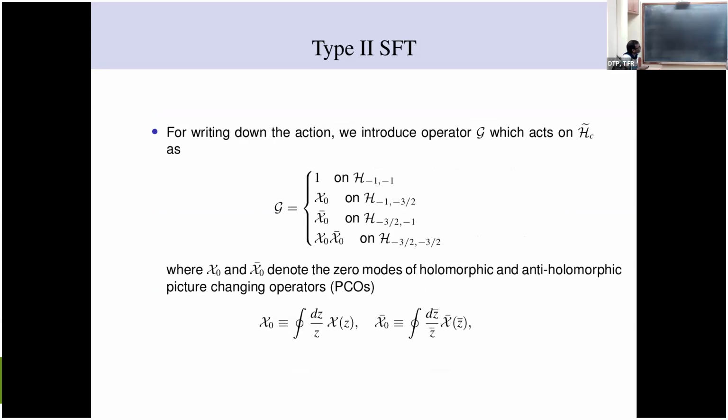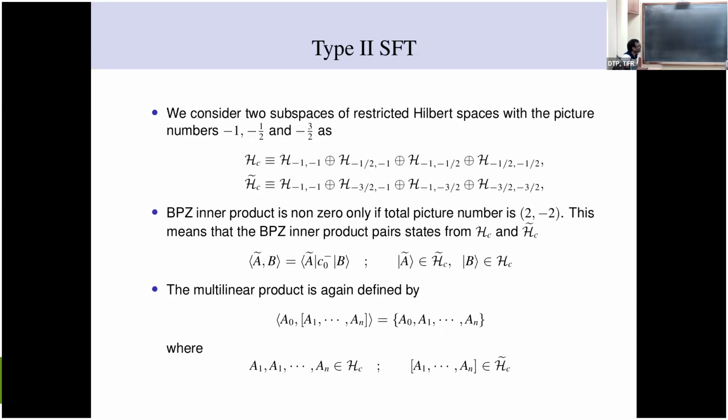Now for writing down the action, we need another operator, which is the zero modes of this picture changing operator. So they change the picture number. The action of Q on this new square bracket will have the same interpretation. There will be a little modification due to these picture changing operators and so on, but it will have similar structure.